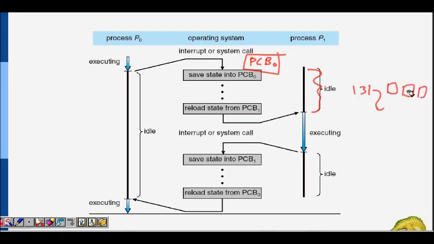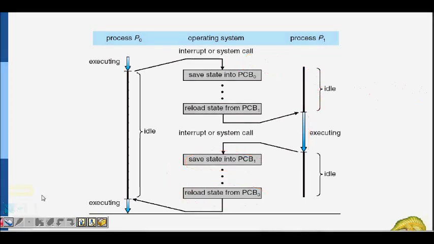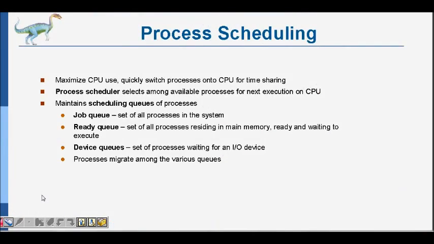I was in between some calculations, so there are some values in the registers which I will access. Then again what happens, process P1 executed, then again there was an interrupt. Now you should save the entire state of process P1 in PCB1, and after that again I want to start process P0, so reload PCB0. So this way you will have the scheduling or the context switching.